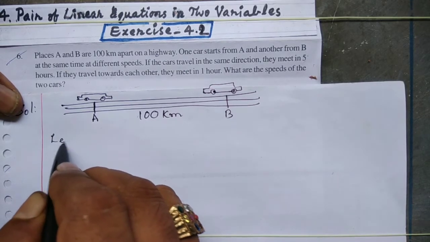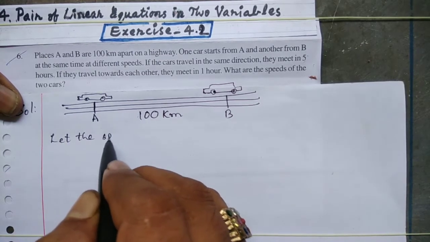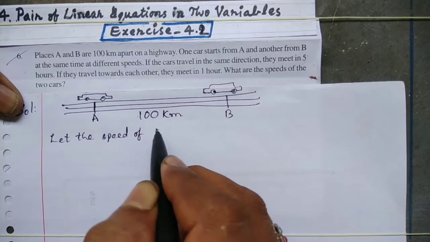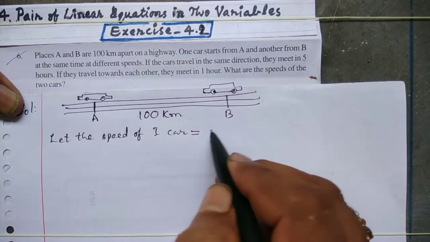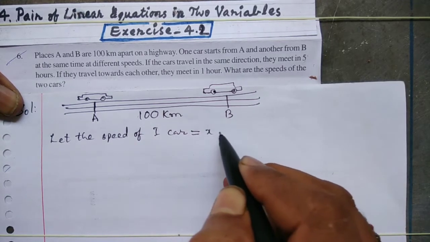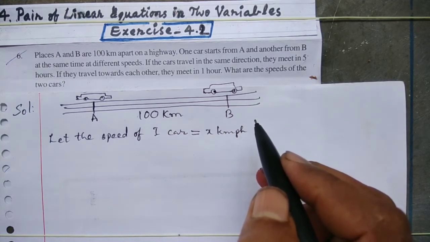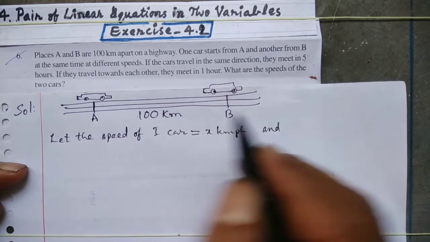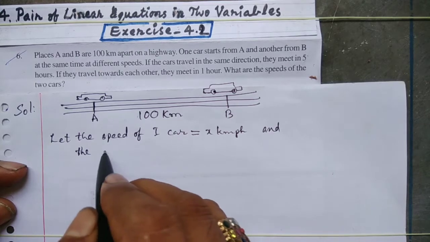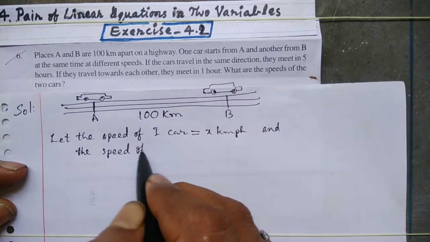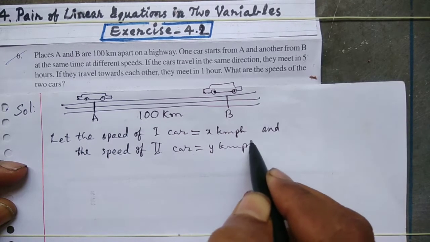Let the speed of the first car be x kilometer per hour, kmph, and the speed of the second car be y kilometer per hour.